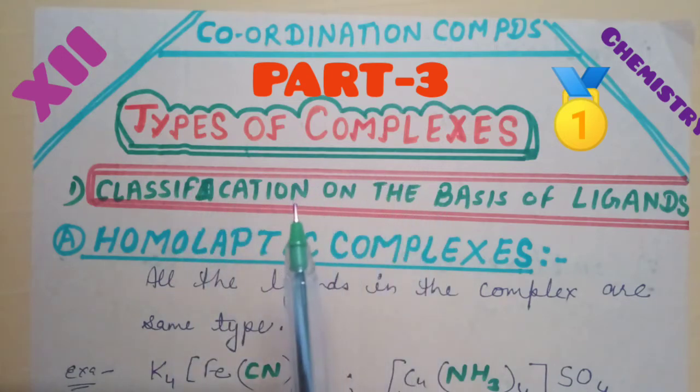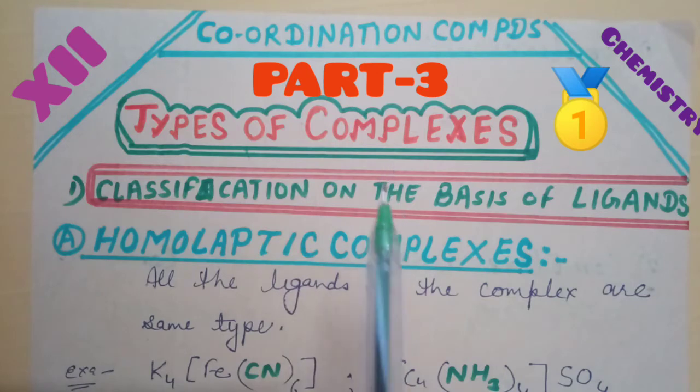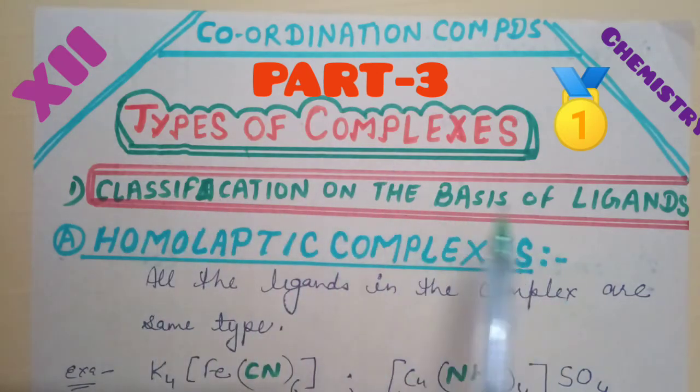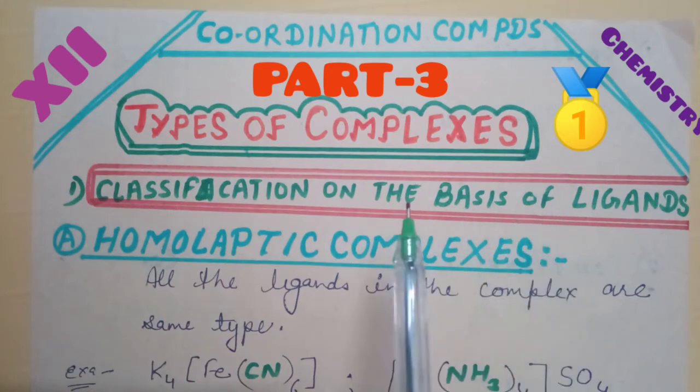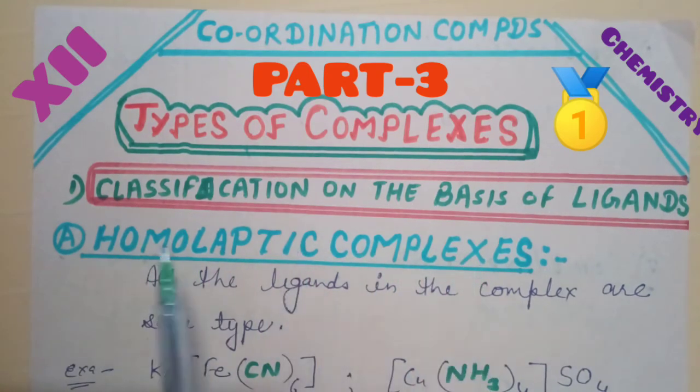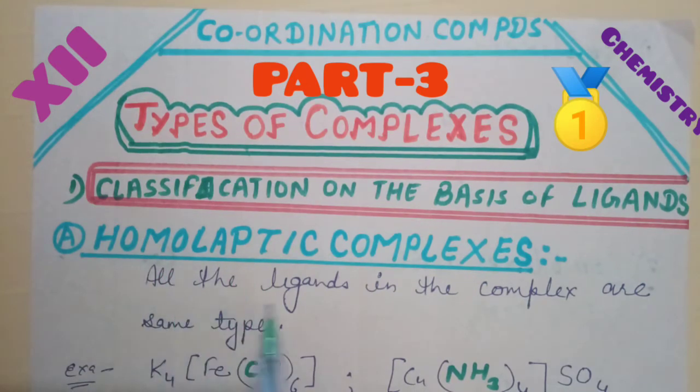We will discuss the types of complexes on two bases. Number one is classification on the basis of ligands. On the basis of ligands means whether the ligands are similar or dissimilar. According to the ligands, the first type of complexes is homoleptic complexes. Homo means similar, leptic means coordinately bonded, meaning all the ligands in these compounds are the same.